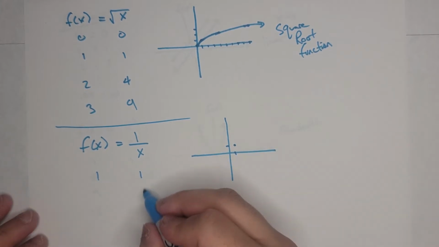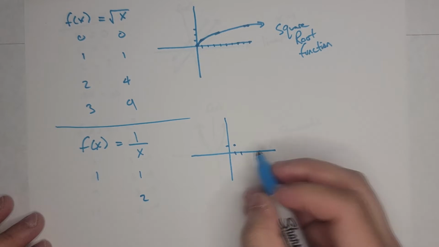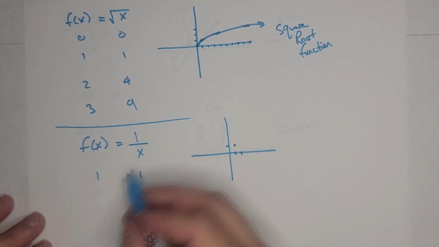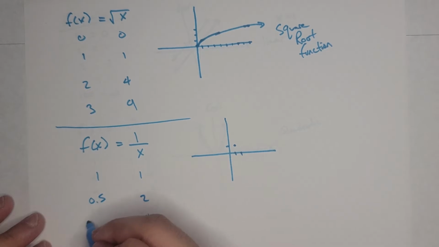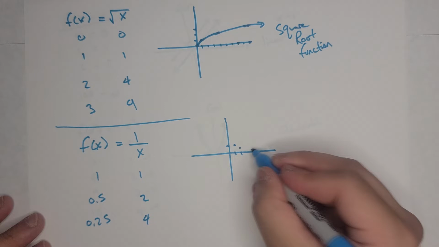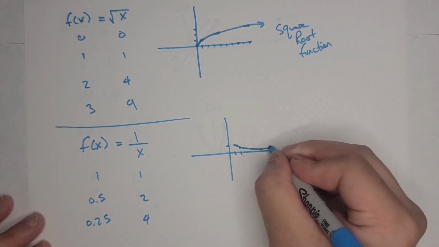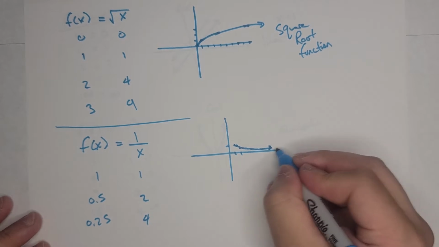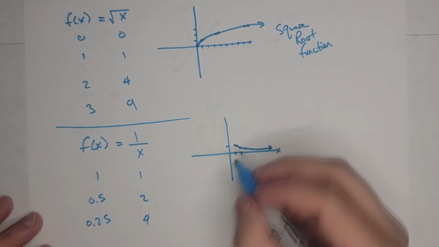And as this number gets bigger, let's say at 2, this is going to become 1 over 2, so 0.5. If it becomes 4, it becomes 0.25. Right? So it'll keep getting smaller. So that's going to go like this and get very close to the x-axis but never touch it.